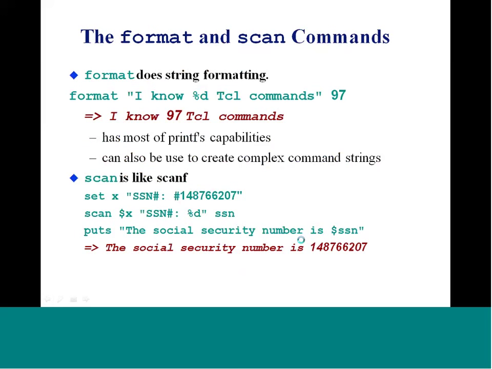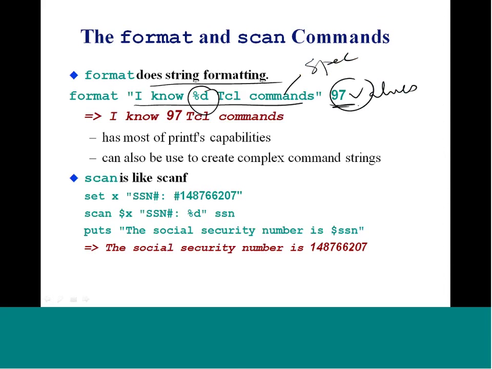Now the format command is something we also talked about earlier. This does string formatting. How do we format a string? Essentially we give the particular value and use it in substitution. Here we say format, and then this is what is known as the spec, and then these are all the various values. This is value 1, and you can have multiple values. Every occurrence of these format characters gets replaced with those values.